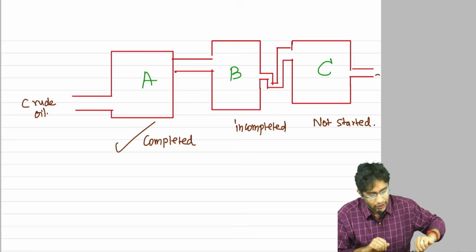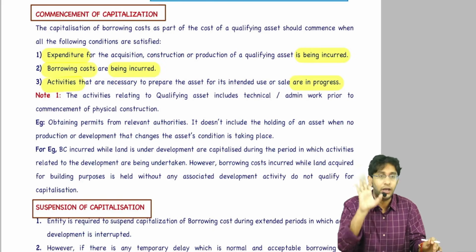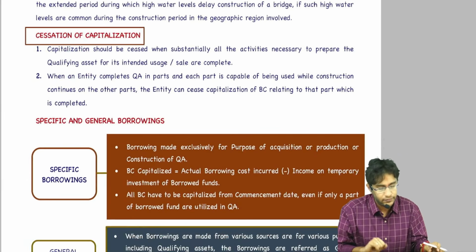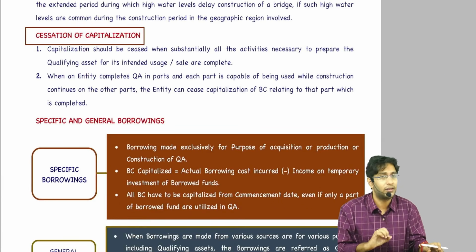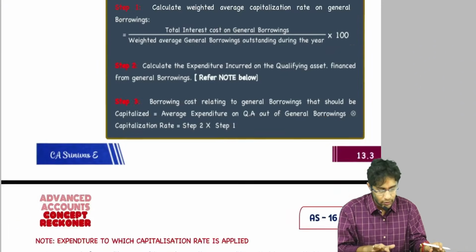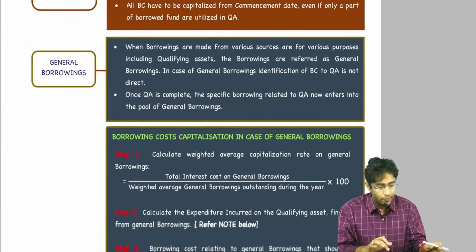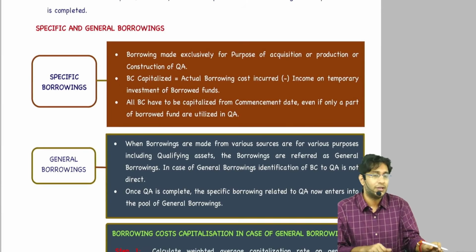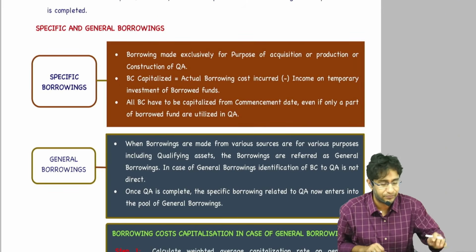So what did we cover till now? We covered three concepts: commencement, suspension, cessation. What are we left with? Only one small concept, but that is a Bahubali: special and general borrowings. Once you cover this, the next half pages and it is over. But all the questions will come from this only. That's the reason I could not show you any question till now, except for that foreign currency stuff.